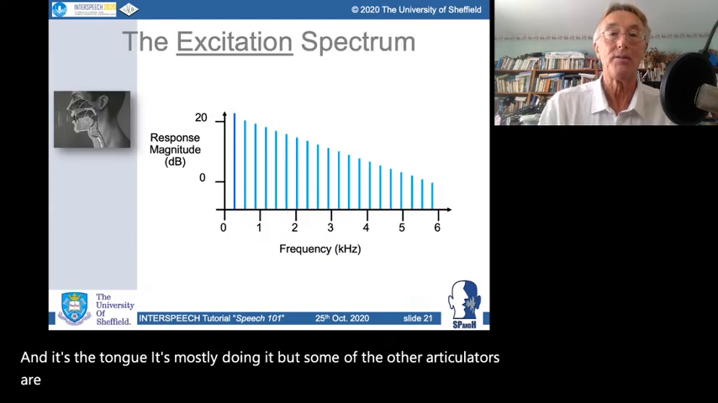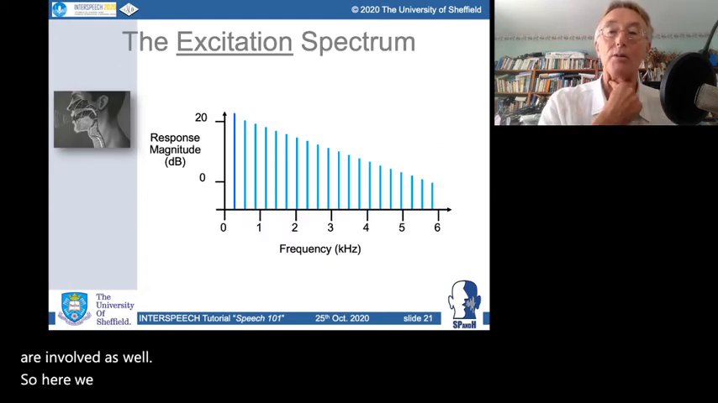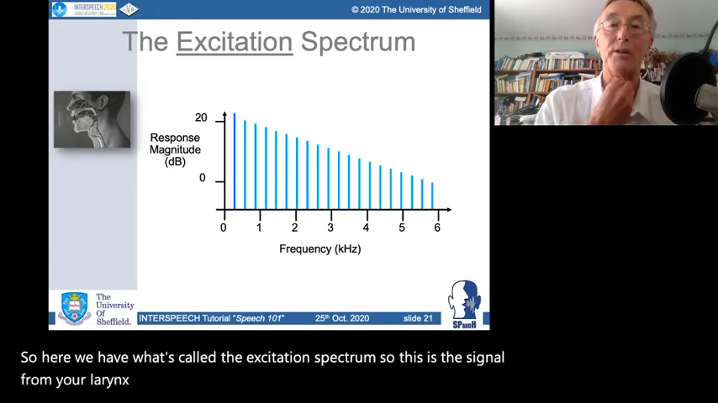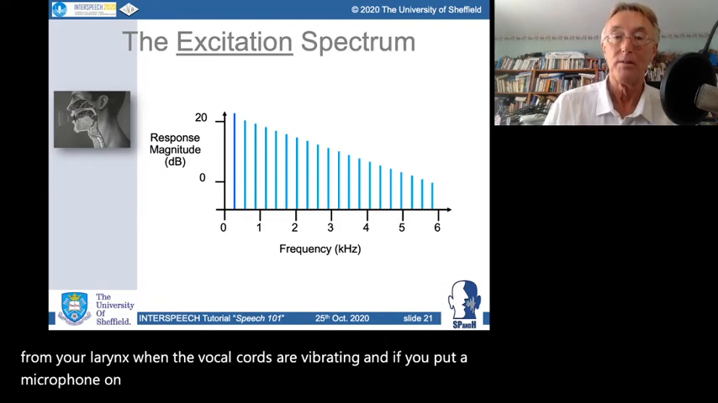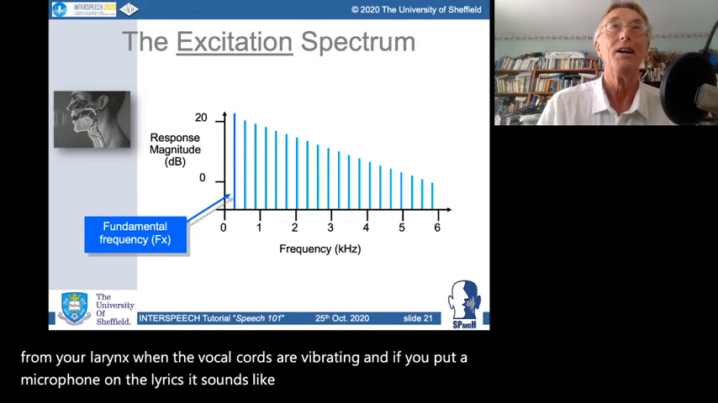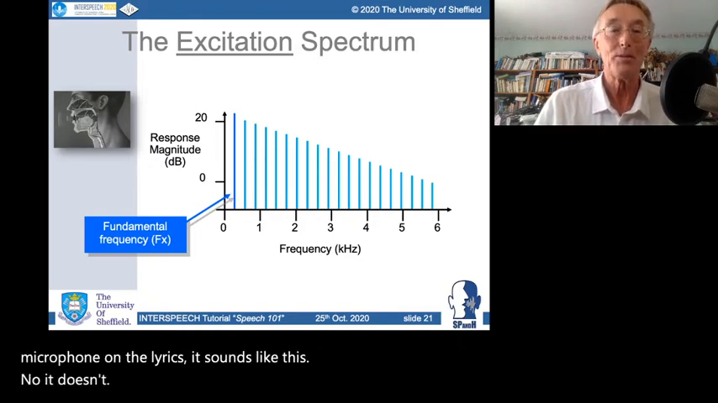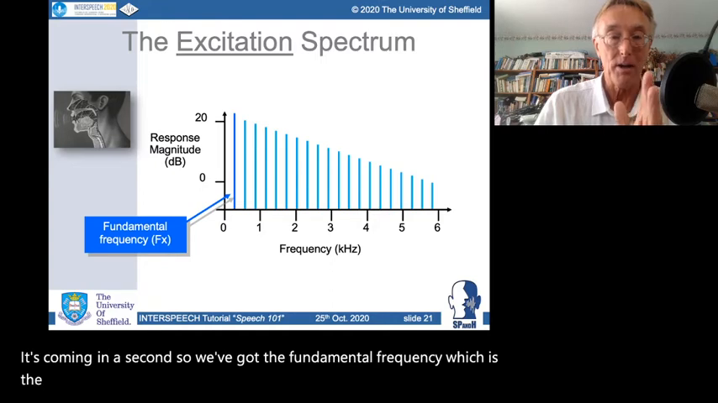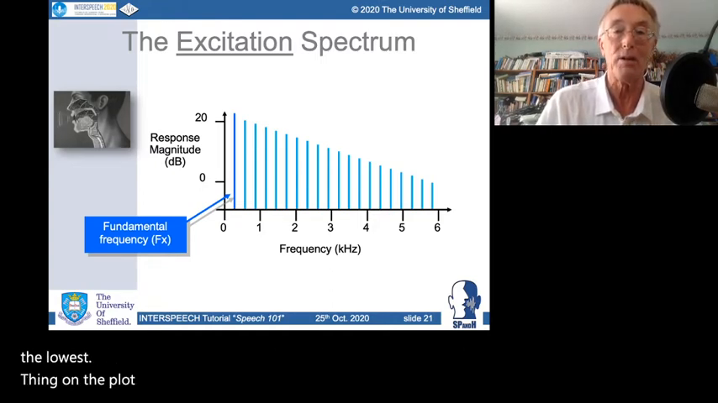So here we have what's called the excitation spectrum. This is the signal from your larynx when the vocal cords are vibrating. And if you put a microphone on the larynx, it sounds like this. No, it doesn't. It's coming in a second. So we've got the fundamental frequency, which is the lowest thing on the plot there, where we've got energy at the lowest frequency, and then we have all these harmonics.